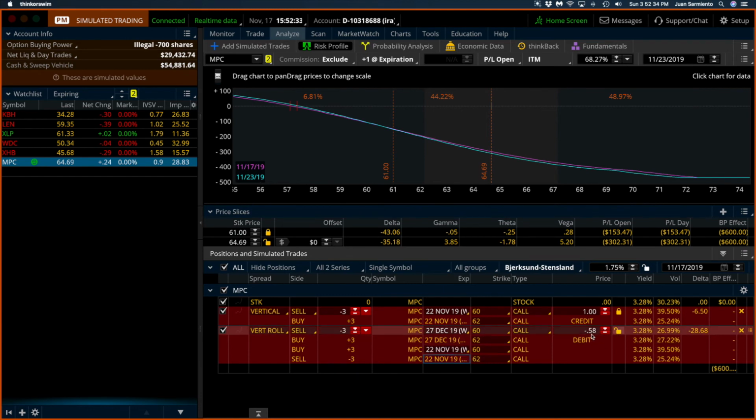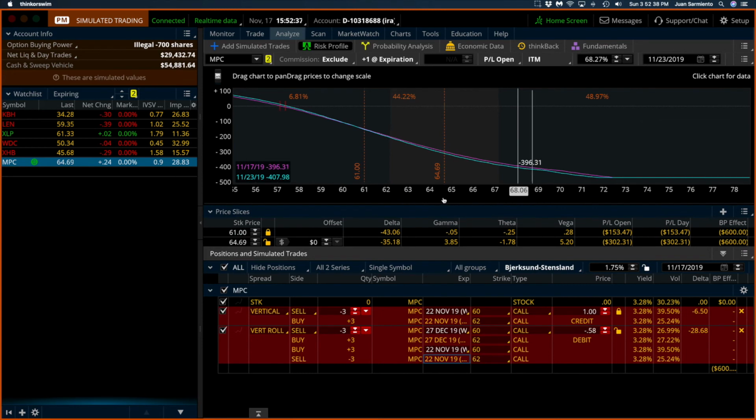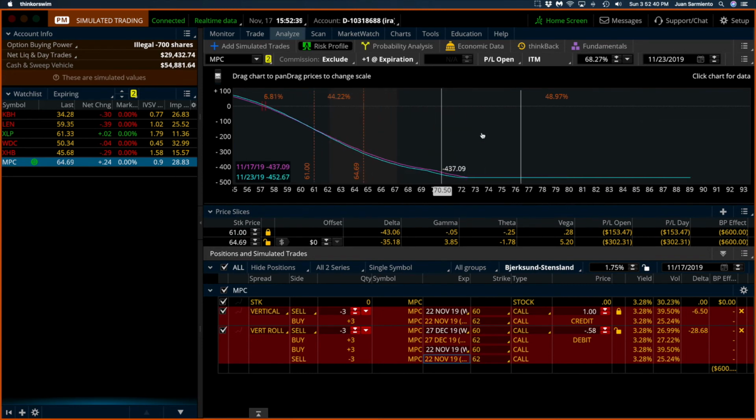And that is going to cost you $58. So your maximum risk is right here. It's $474. Do you really want to add to your loss, potential loss? It's really like a new trade. So you're taking your loss on the other and getting a new trade. Okay, so keep that in mind.